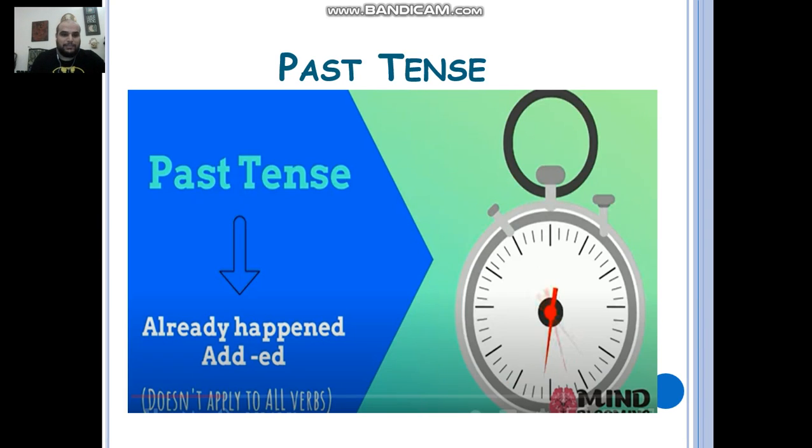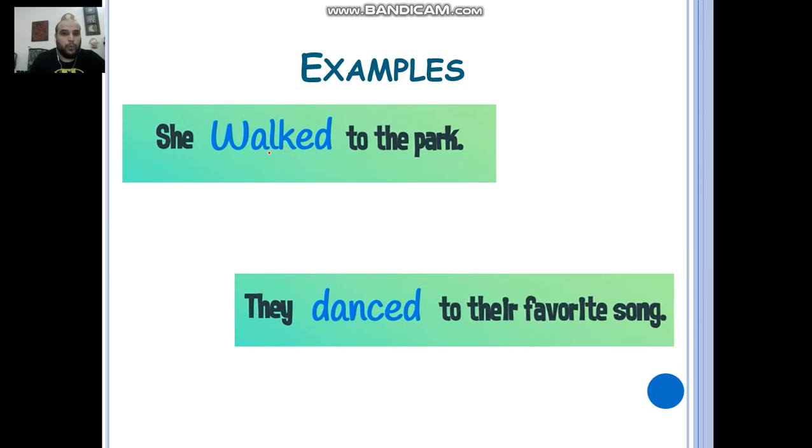So the past tense already happened. We have said that we're going to add ed. For example, walk is going to be walked. Yes, we're going to pronounce it t. It's an ed, but we're going to pronounce it t. Whenever you have a k, then you're going to add ed. Please pronounce it t. Walked, talked.